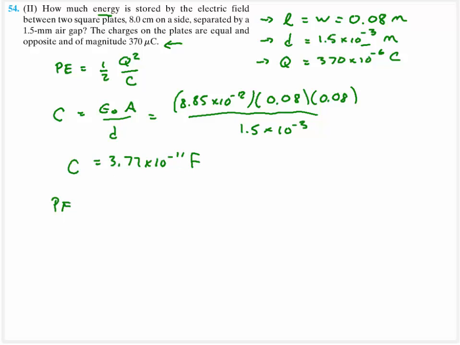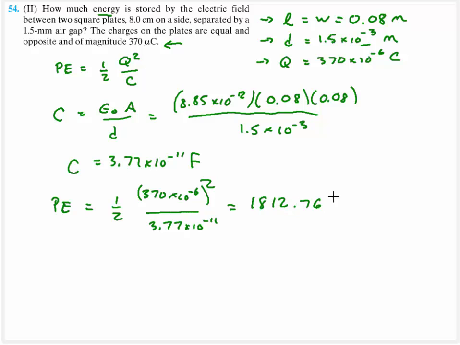And so now my potential energy is simply going to be 1/2. Got my charge squared, so 370 times 10 to the negative 6. Make sure I square that guy. Divide by my capacitance, 3.77 times 10 to the negative 11th. And wind up with about 2,000 joules.